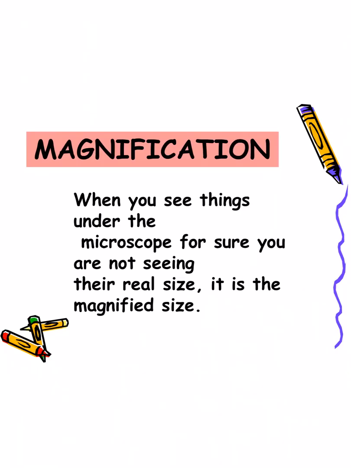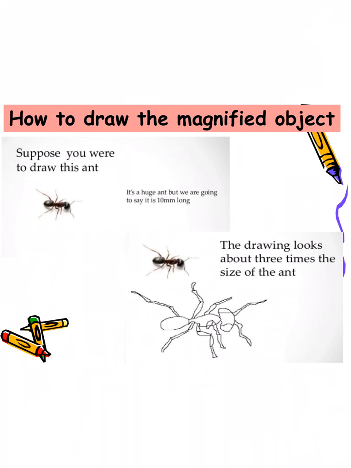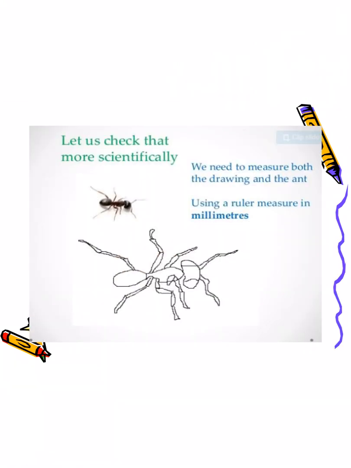So when you're using the microscope, you are observing the magnified size of a certain object. You are not seeing the real size. So this is actually the real size of the ant, and this drawing may show you the magnified size of the ant, and this drawing looks about 3 times the real size of the ant, as you can observe. Now you may wonder, how did I know that this magnification corresponds to 3 times the real size of the ant? To know more about this, just grab your ruler and let's measure in millimeters.